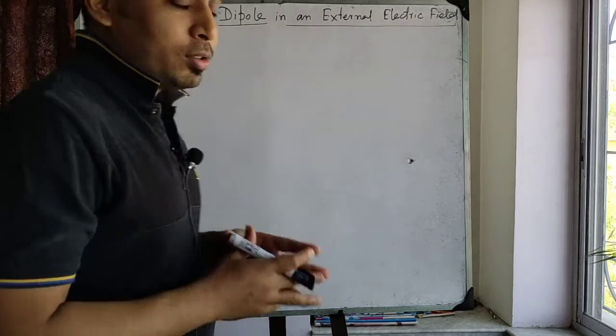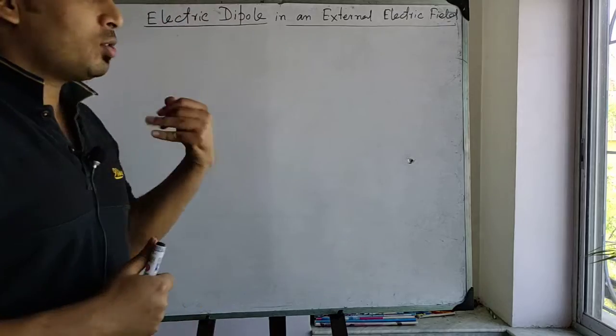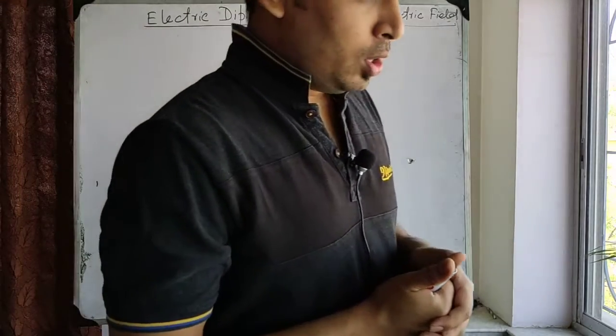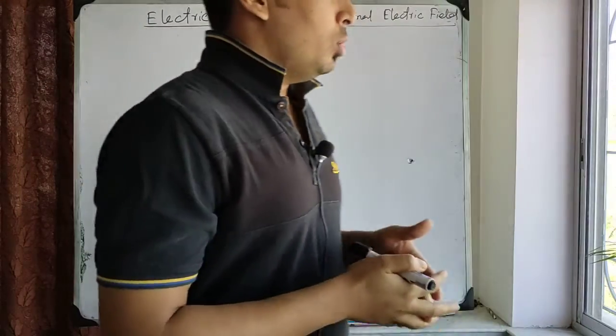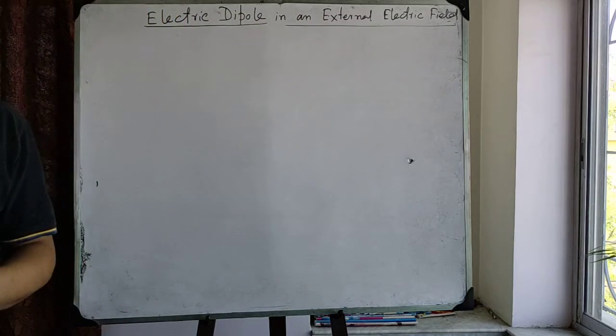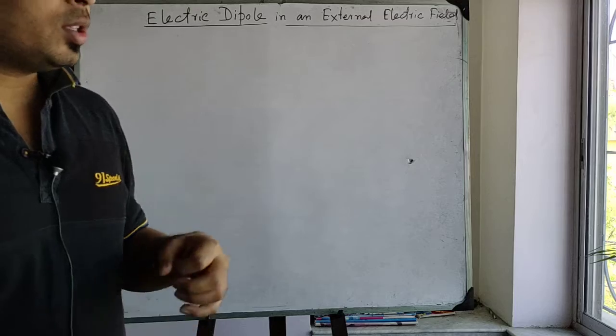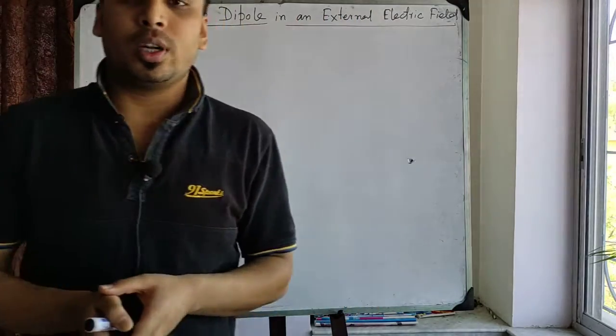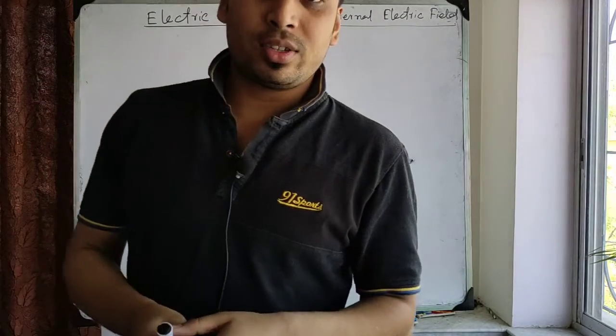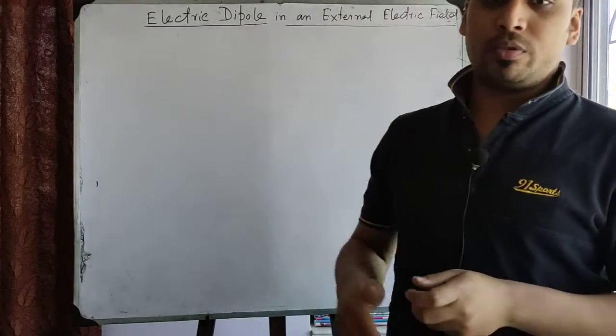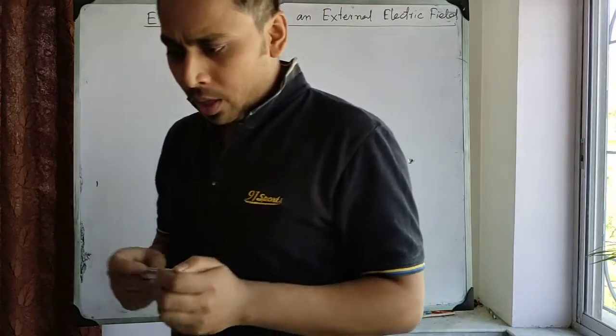What happens to an electric dipole when it is placed in an external electric field? What is the total force acting on the dipole, what is the torque acting on the dipole, and what is the potential energy of the dipole when it is placed in an external electric field? So today we shall discuss all these topics.